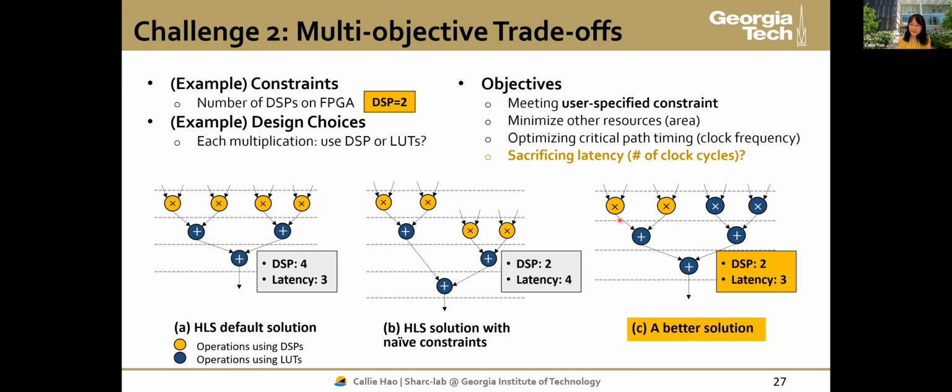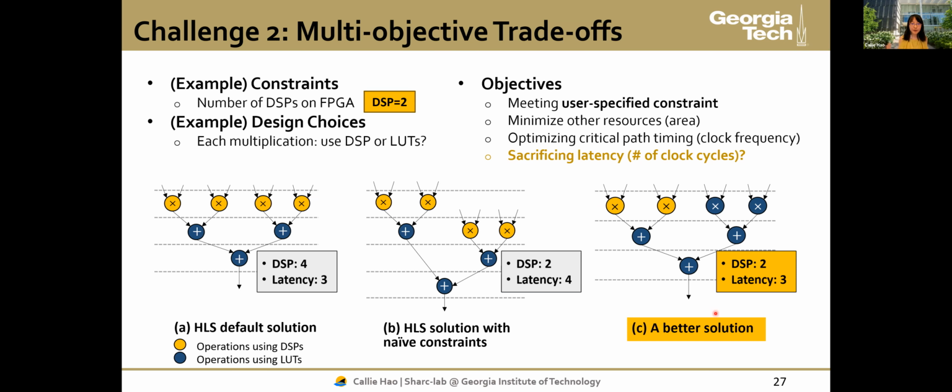So we can see that in this case, these 2 operations are using DSPs and these remaining operations can use LUTs. And in this case, of course, the requirement is that suppose you have enough LUTs, and here is the trade-off, right? We are only using 2 DSPs, but we can still achieve latency of 3. So this sometimes can be a better solution. It honors the constraints, it doesn't sacrifice the latency, and sometimes we can also optimize the critical path timing, and I will show you later.